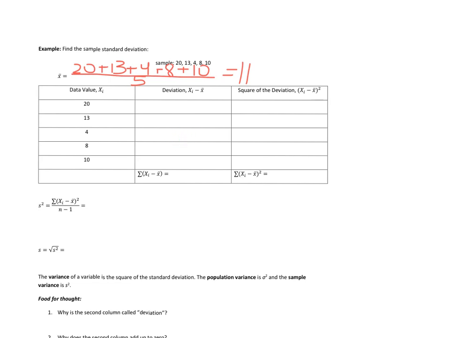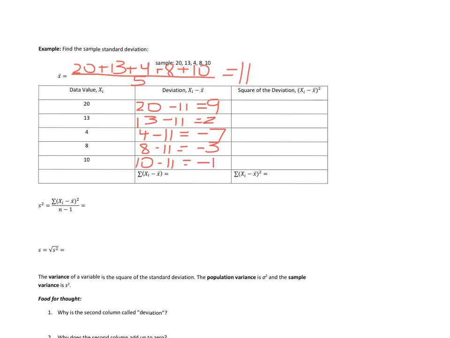So for instance, 20 is our first observation. How does it deviate from the mean? By 9. And then 13 minus 11, how does it deviate from the mean? 2. 4 is below the mean. It's less than the mean, so we get negative 7, etc., etc. All right, so these are just our deviations.